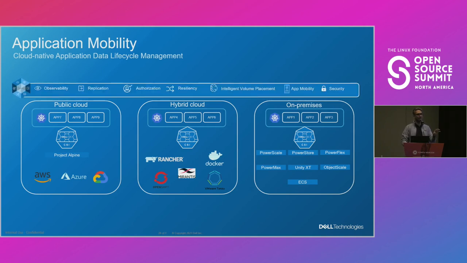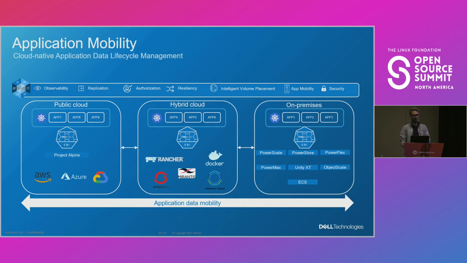Now that you have those standard CSI operations enabled, you would also need some of these enterprise data services that I spoke about, like observability, replication, authorization, resiliency, and intelligent volume placement. So we'll enable that on each of these environments. Now, what's missing? What's missing is the capability to move not just the metadata of the applications or the containers, but the volumes that are associated with those containers. So we will enable that through application mobility. Through that module, you'll be able to move an application from on-prem to the hybrid cloud, or on-prem to the public cloud. If you have a repatriation use case, you'd be able to do that, and we'll support that kind of use case as well through application mobility.